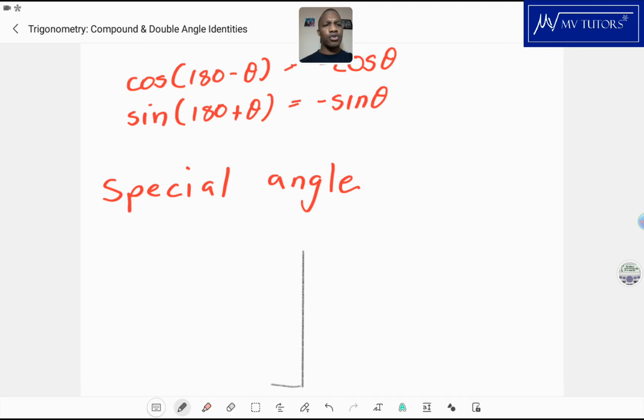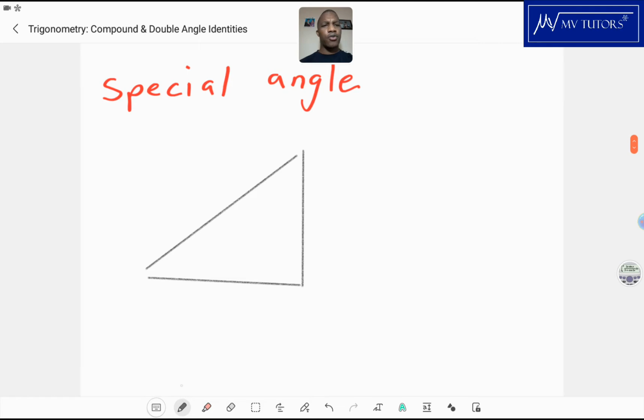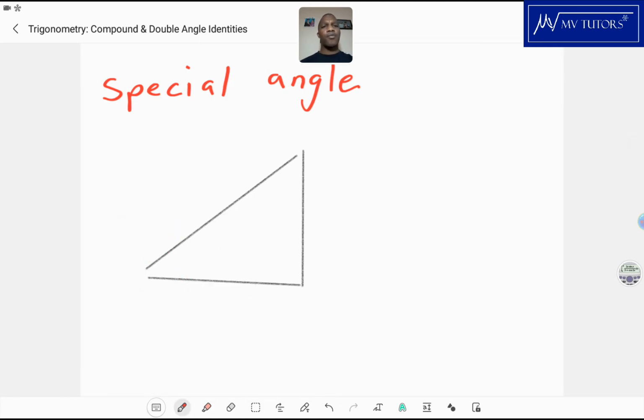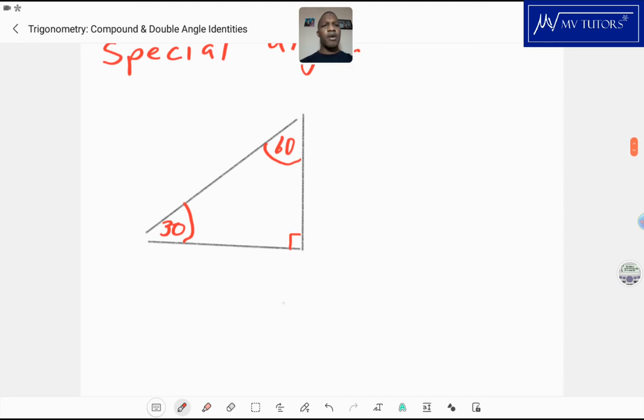Okay, let's just draw a nice straight triangle like that. Well, let's pretend it's closed there. No big deal. So what we say is that if you have 30 degrees, 30 degrees is a special angle. It means you have 60 there. That's 90 degrees.